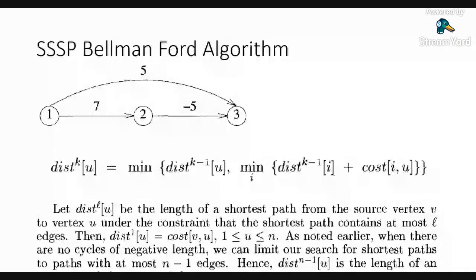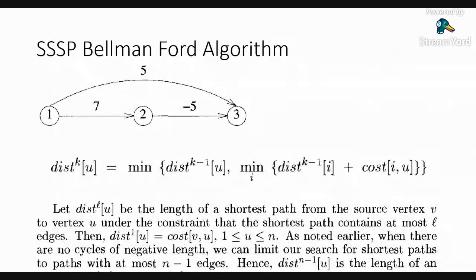So if dist of u with superscript k is equal to dist of u with superscript k minus 1, this is by considering at most k minus 1 edges. But what is the provision here? The provision is there for considering at most k edges, so we can include one more edge here. If cost of iu plus this dist expression is lesser than the other expression, then we will select this. Otherwise, the previously considered one was better compared to this new expression. So that is the overall idea behind this.